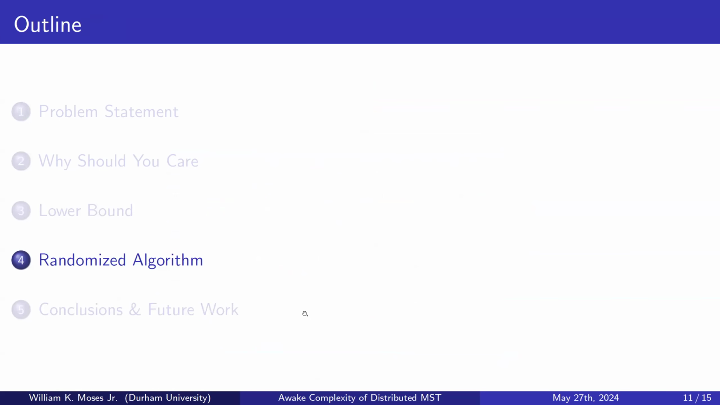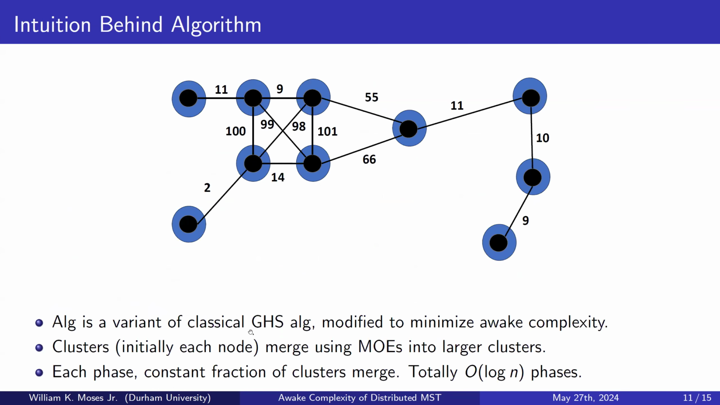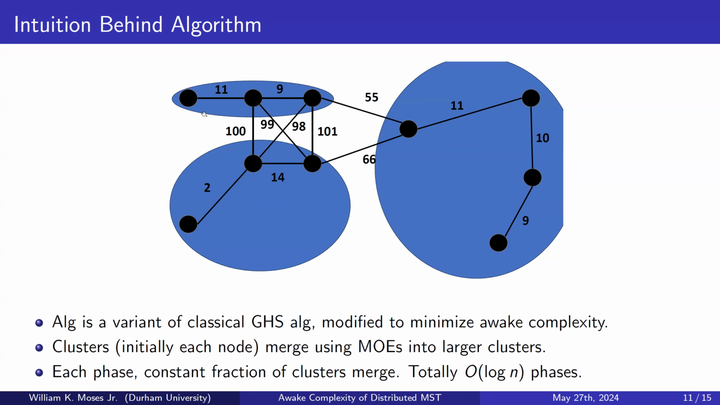So next, let's look at the randomized algorithm. What we do is we just use a variant of GHS modified to minimize awake complexity. And what is GHS? Well, each node starts as a cluster. You identify minimum outgoing edges. That is, from this cluster, the edge with the smallest weight. It's called the MOE. And then you merge clusters across MOEs.